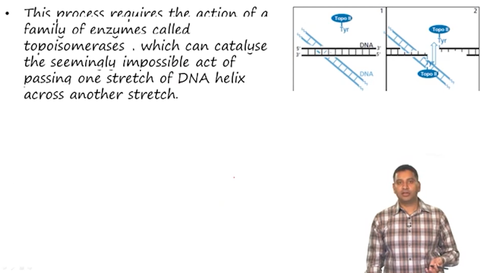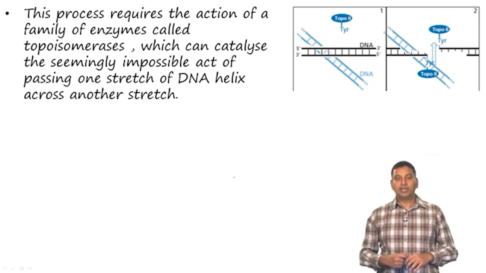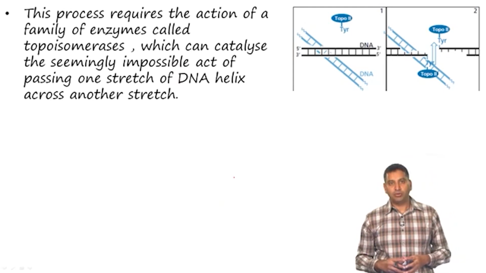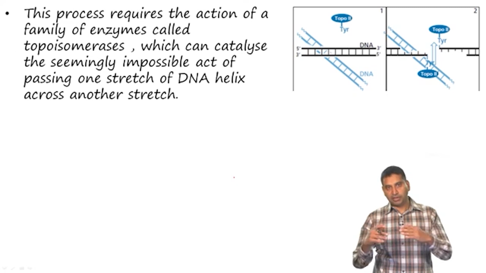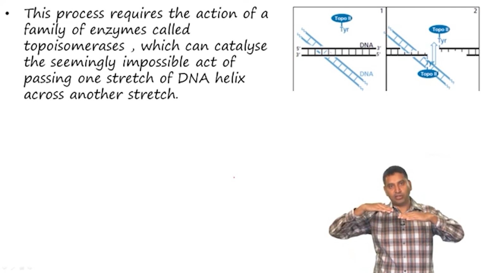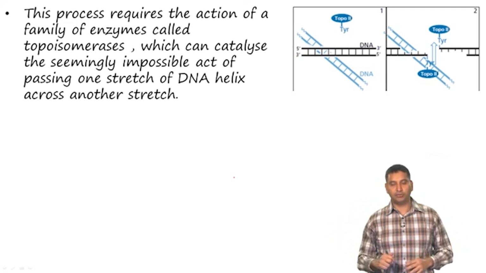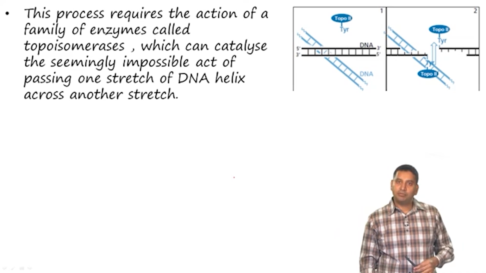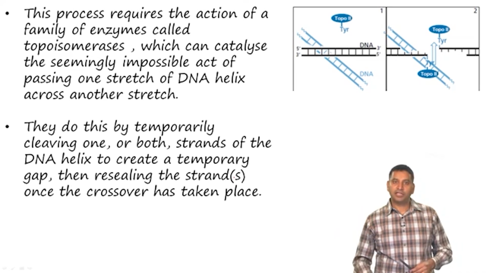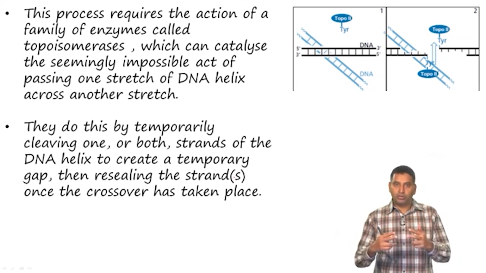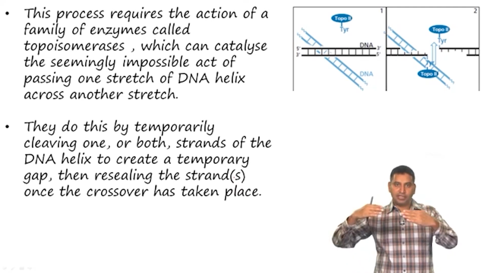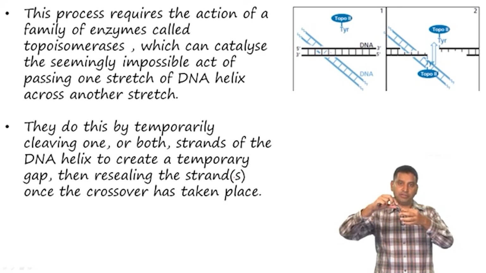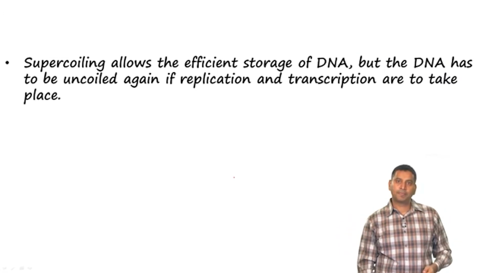Now, how does this supercoiling take place? What happens is that it uses a family of enzymes called topoisomerases, and these can catalyze the act of passing one stretch of DNA double helix across another. The mechanism by which this happens is that they cleave one or both of the strands and create a temporary gap, and then once the crossover has taken place, they reseal the strands. Okay.